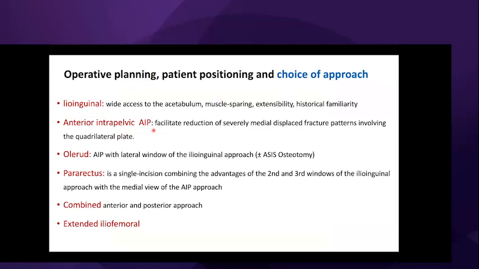The anterior intrapelvic gives you great access to the medial fragment or the quadrilateral plate. Followed is an AIP approach with a lateral window of the ilioinguinal approach, with or without ASIS osteotomy. The pararectus is a single incision using the second and third windows of the ilioinguinal and the medial view of AIP. The combined anterior and posterior approaches are for difficult cases or extended iliofemoral.